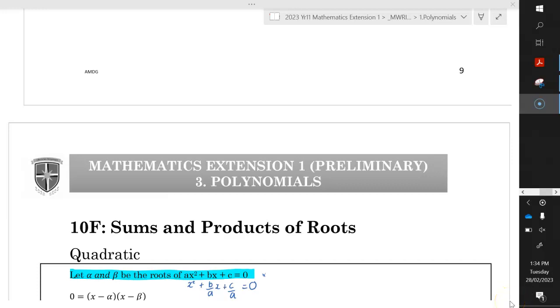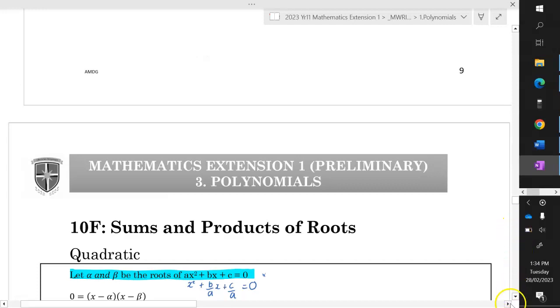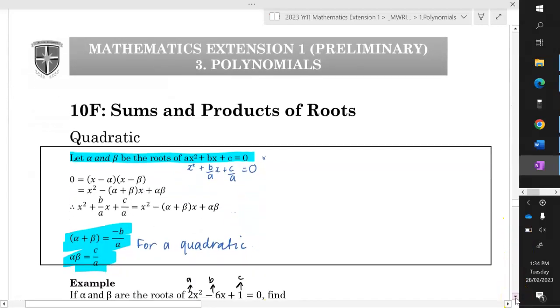Hi Year 12. Today what we're going to be having a look at is the sum and the product of roots. We're going to look at quadratics, cubics and quartics as well. So let's have a look at what I mean by that.